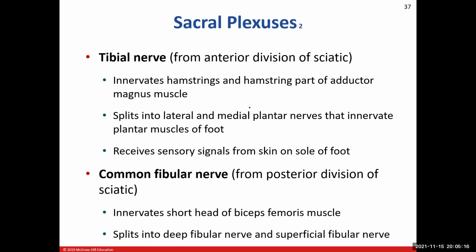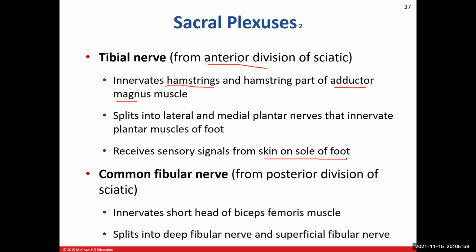So we have our tibial nerve and the common fibular or common peroneal nerve. The tibial nerve is the anterior divisions that came from the sciatic. So it is going to innervate your hamstring muscles, which is a hip extensor group and a knee flexor group. And we'll also see part of the adductor magnus muscle. Now, when we talk about the sensory innervation, this nerve is going to give sensory input from the bottom of your foot, on the sole there.